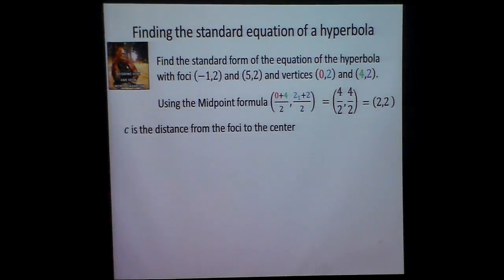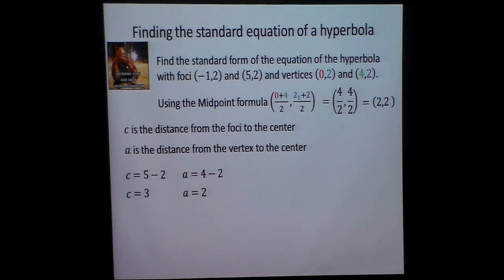And c is the distance from the foci to the center. So let's take that 5 minus 2. That tells me that c is 3. I also know that a is the distance from the vertex to the center. So let's take one of our vertices, 4 minus 2, because that's where the center is. So I know a is 2 and c is 3.